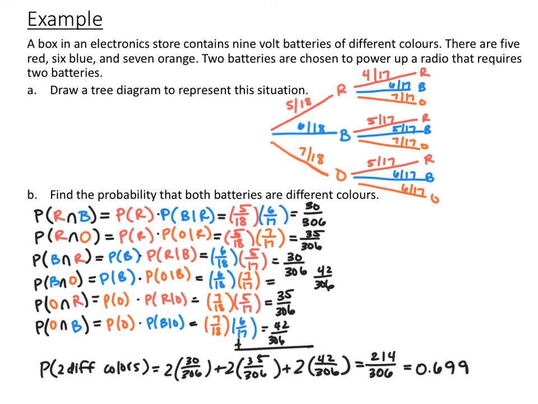different ways you can pull 2 different colored batteries out of this box, out of the 306 total ways you can pull out 2 batteries, which ends up being just slightly under a 70% chance, 0.699. So on this one, the tree diagram really helped us situate the different situations, and even though you're pulling a red and an orange, it's two different ways that it could happen because the order matters. So that's why the tree diagram helps us keep it organized.